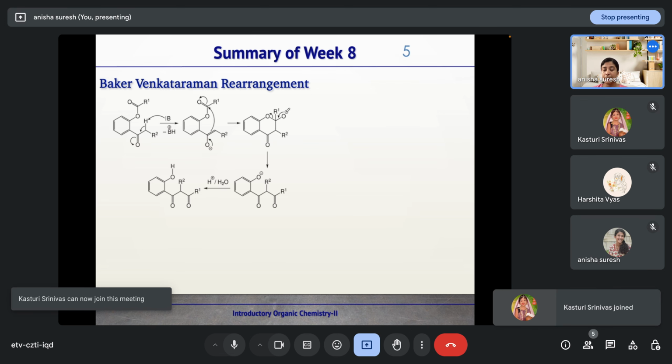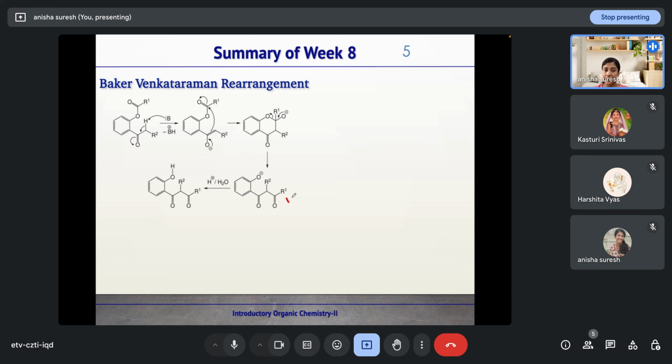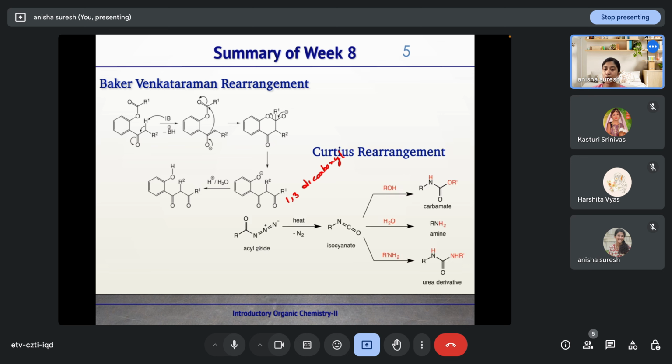Now this O minus will fall and this bond will break, leading to the formation of this 1,3-dicarbonyl species. Upon protonation, it will give our desired product. So this is the mechanism for the Baker-Venkatraman rearrangement. Now coming to the Curtius rearrangement. So we have an acyl azide.